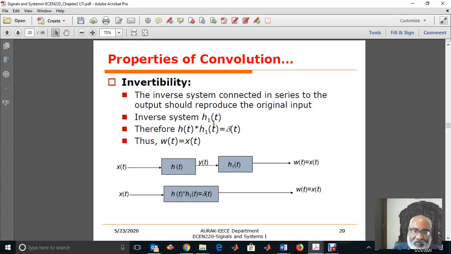Okay, so a system is invertible. If I have a system h, it has its inverse h1 of t if h of t convolved with h1 of t is Dirac.